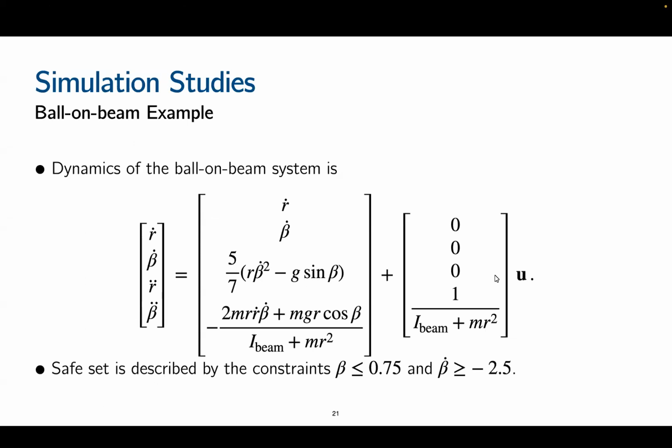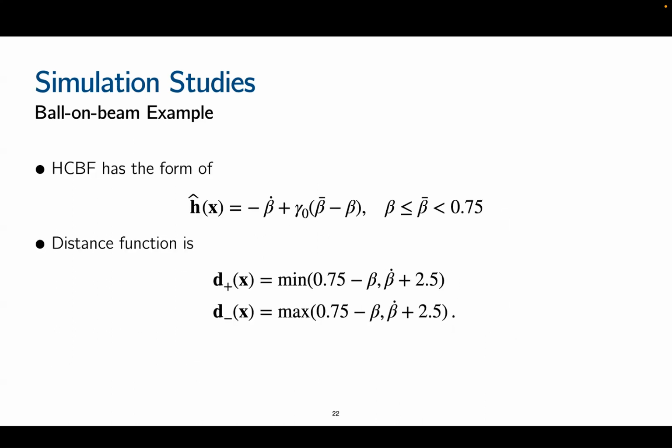The constraints of this experiment are beta less than or equal to 0.75 and beta dot greater than or equal to minus 2.5. We craft a handcrafted CBF in the form shown on the slide. This handcrafted CBF corresponds to the constraint beta less than or equal to beta bar, and the distance functions are shown as follows.